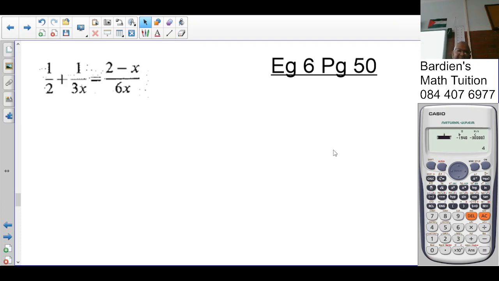What's the LCM? 6x. What must we do with 6x? Put it over 1. Multiply each fraction by 6x. Okay, do your thing. The sum. Yes? Cancel. X is cancelled.